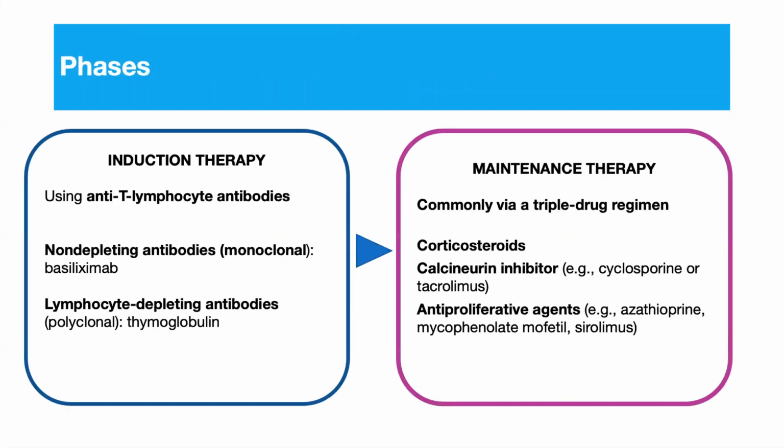The phases of immunosuppression usually are the induction therapy and also the maintenance therapy. Usually in the induction therapy, you use anti-T lymphocyte antibody. There are non-depleting antibodies and also lymphocyte depleting antibodies. Those are the drugs that are mentioned there. You can use either a monoclonal drug like basiliximab for non-depleting antibody, and you have the polyclonal like thymoglobulin for lymphocyte depleting antibodies. Maintenance therapy is usually a common triple drug regimen consisting of steroids, calcineurin inhibitors, and anti-proliferative agents.